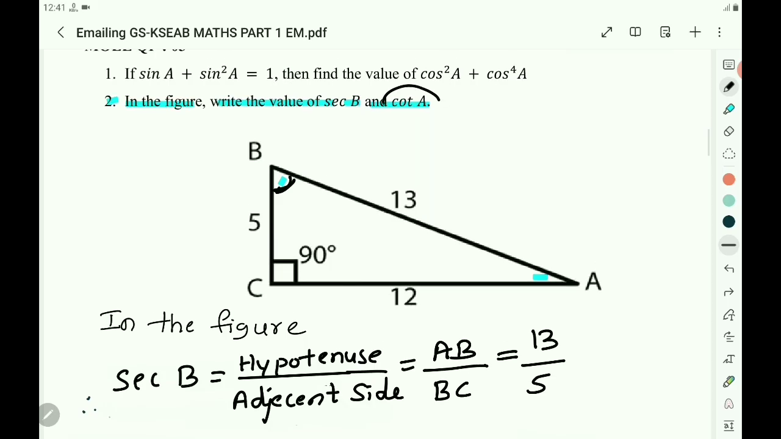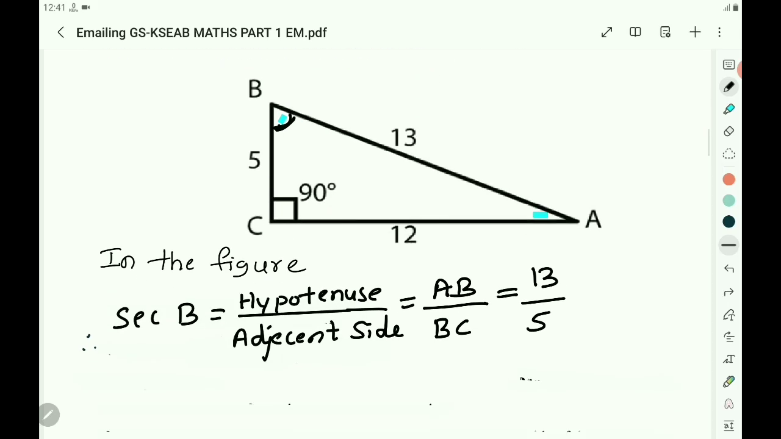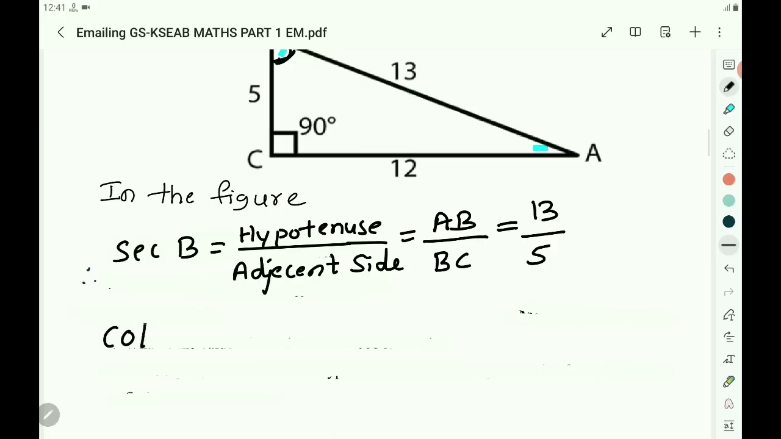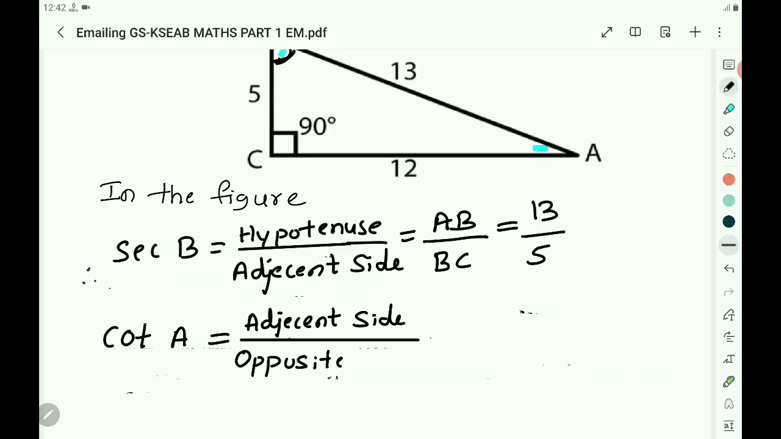Then cot A. Cot is the reciprocal of tan. Here you have to consider the angle A. Tan A is equal to opposite side by adjacent side. Cot is adjacent side by opposite side. Right? Adjacent side by opposite side.